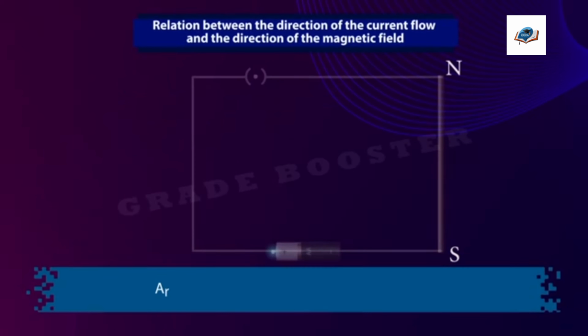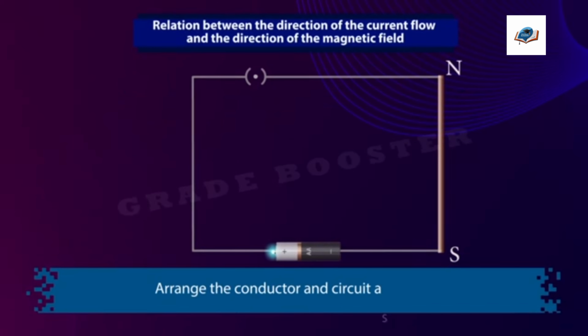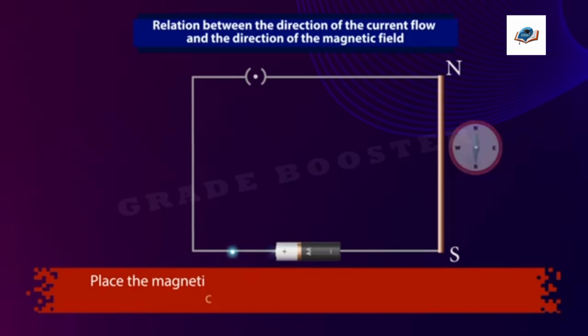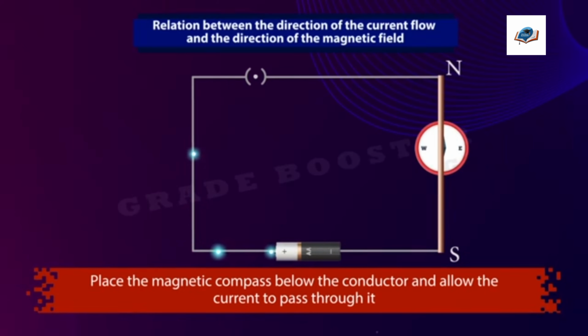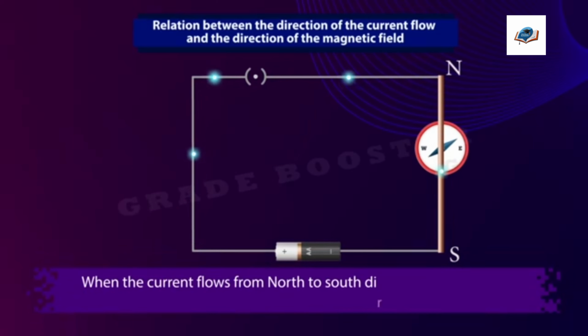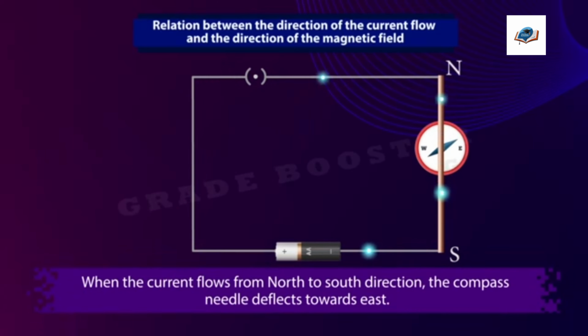Arrange the conductor and circuit as shown. Place the magnetic compass below the conductor and allow the current to pass through it. When the current flows from north to south direction, the compass needle deflects towards east.